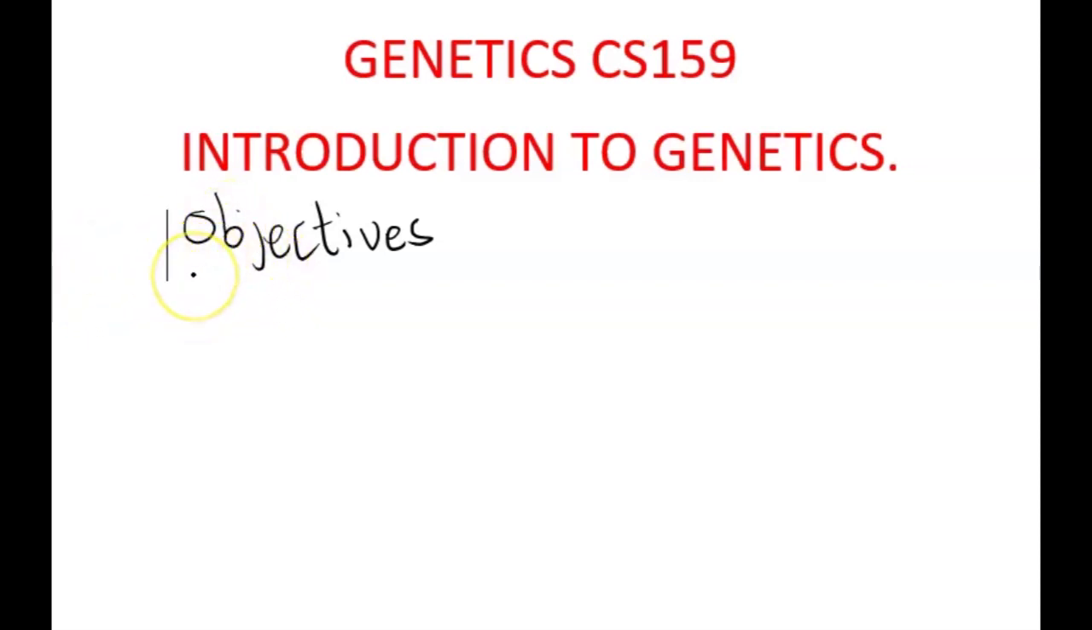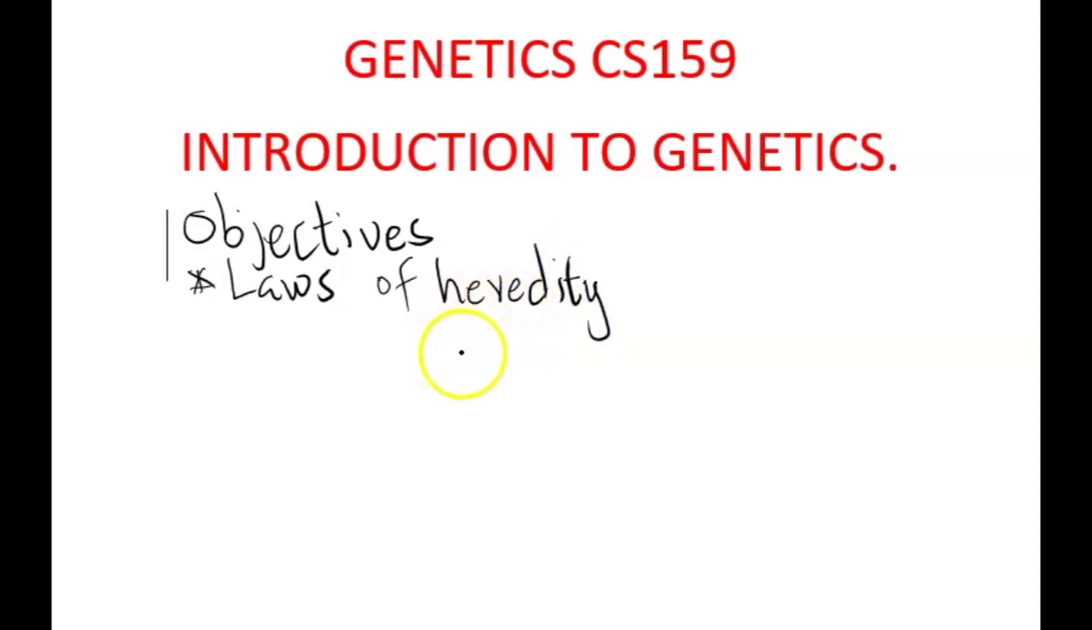So the first objective of this course is to equip students with the laws of heredity. In genetics we have some laws. An example is the law of segregation, the law of dominance, and the law of independent assortment.